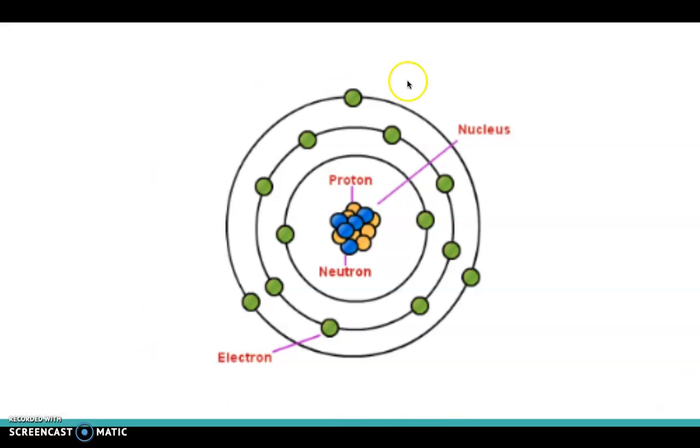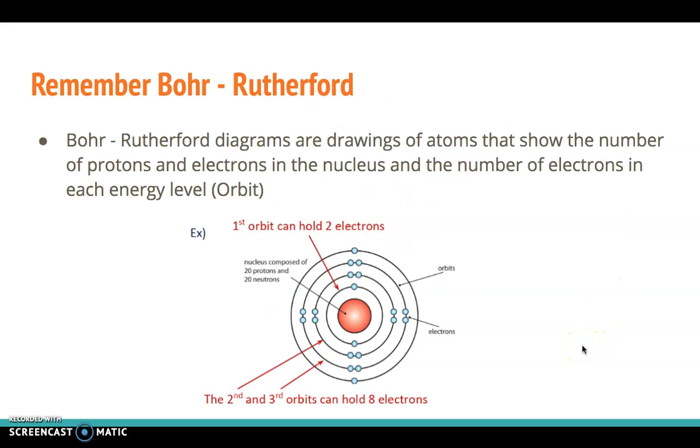Today, we're focusing on how to actually draw your atoms. So Bohr Rutherford diagrams are drawings of atoms that show the number of protons and neutrons in the nucleus and the number of electrons in the energy levels, which are known as orbits.